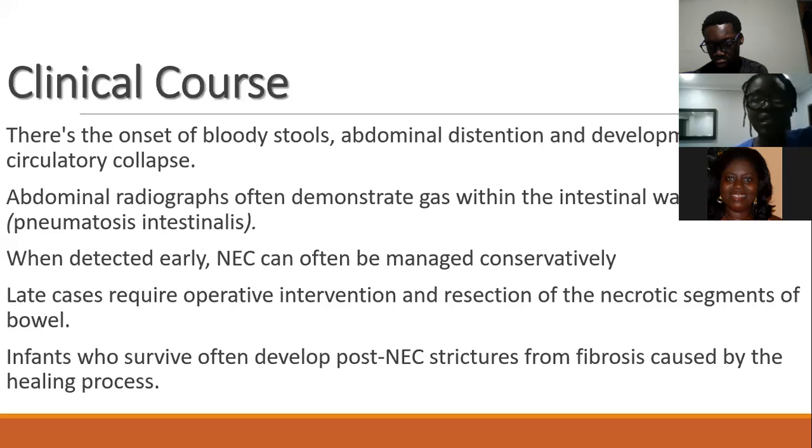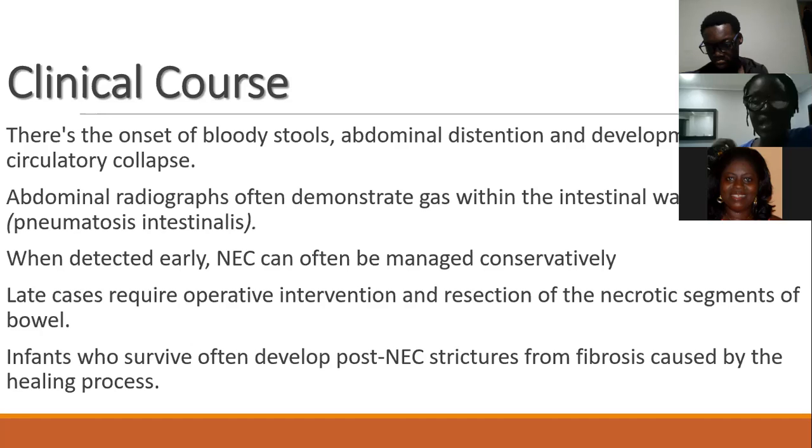So usually clinically, the baby starts with a bloated abdomen. Usually this occurs after formula feeding for the preterm babies, and premature babies are more at risk of this. There's abdominal distension, then they pass bloody stools. Then you realize that there's circulatory collapse, so they can go into shock. And when you do the X-ray of the abdomen, you see that there's gas within the walls of the intestine, what we call pneumatosis intestinalis.